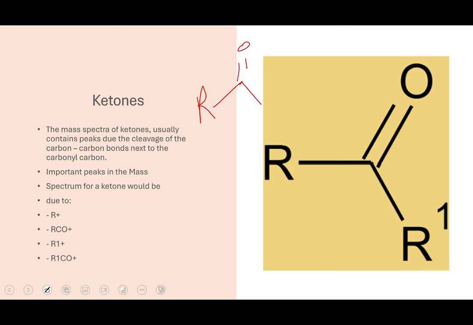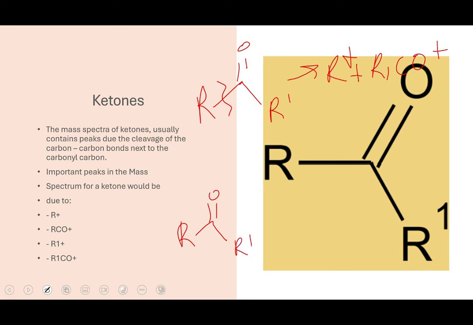So if we break the molecule here, let's call this R1. If we break the molecule here, we're gonna get an R plus, right? And we're gonna get an R1 CO plus. Right? So we're gonna get those two peaks because we break the bond there. But if we break the bond here, right, we're gonna get an RCO plus and we're gonna get R1 plus. Make sense?